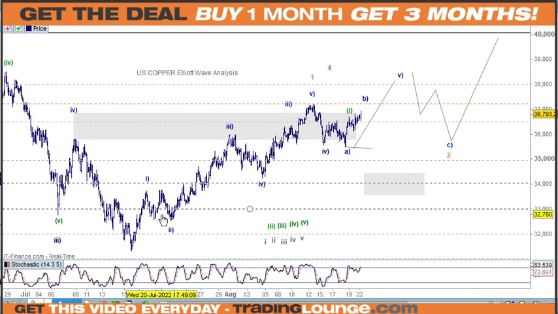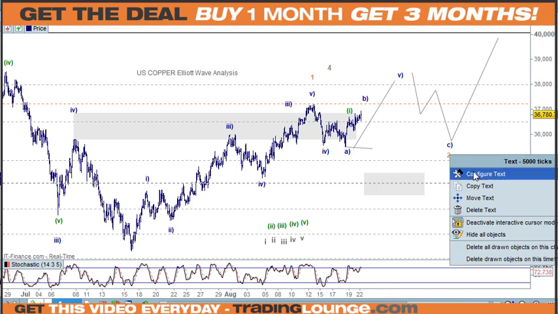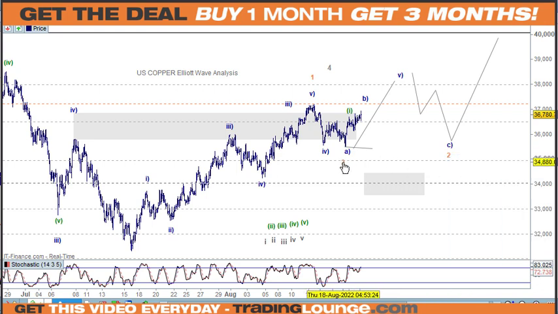I'll reinvestigate this leg here. I can see that's 1, 2, 3, 4, 5 here, but it doesn't match up very nicely here. 1, 2, 3, 4, 1, 2, 3, 4. Oh, it's not too bad. Maybe that's it. Maybe that's the wave 2 here, and we're done and dusted.